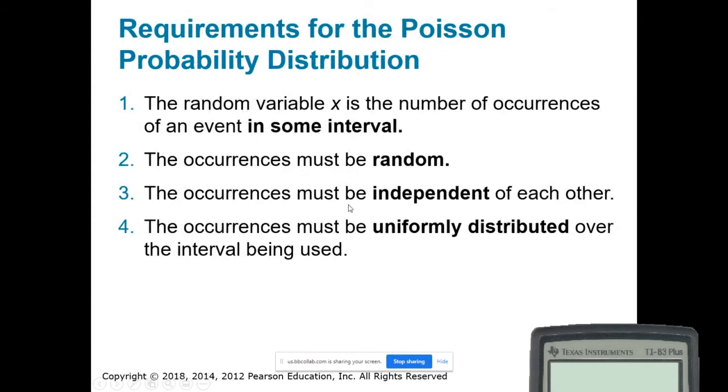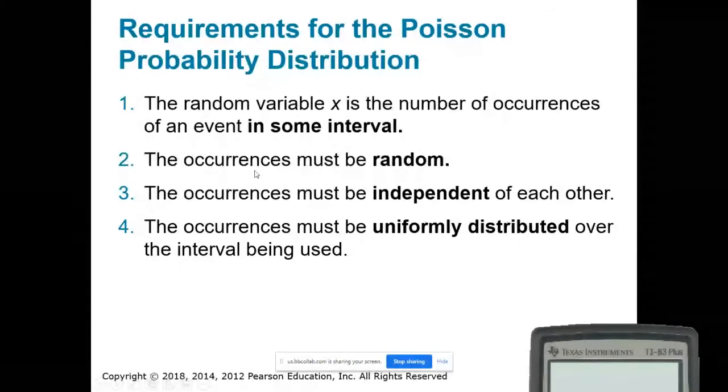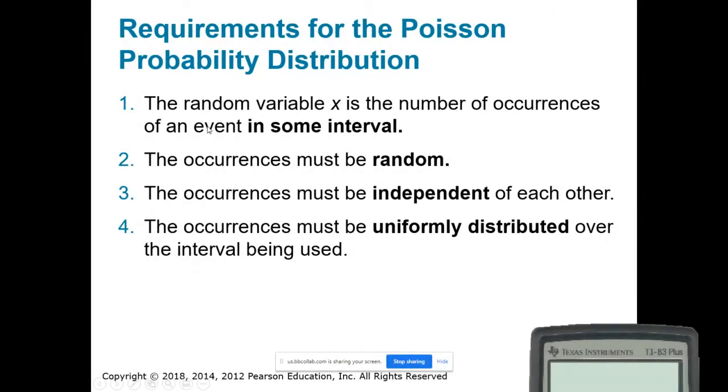Now, here are the requirements for a Poisson distribution. The random variable has to be the number of occurrences of the event in some time interval. The occurrences must be random. The occurrences must be independent. And they also must be uniformly distributed over the interval being used.